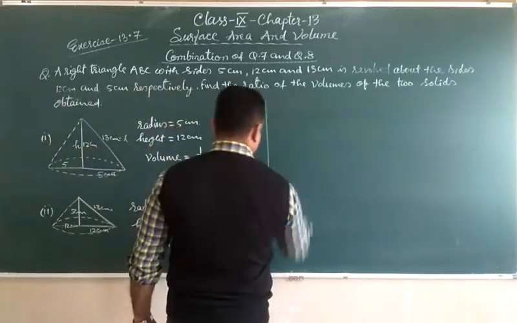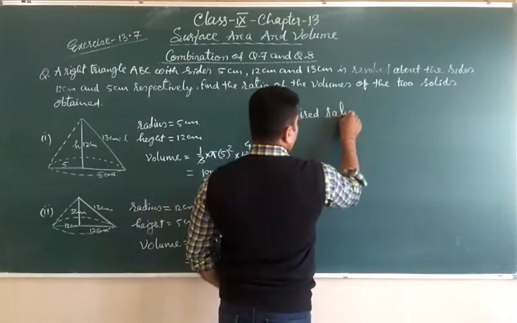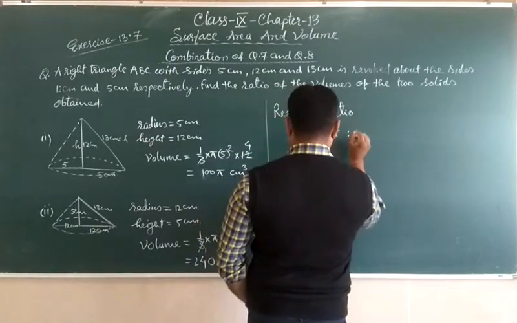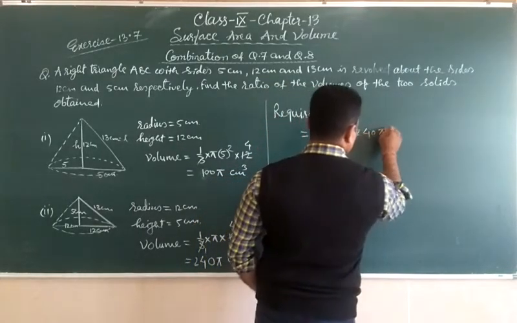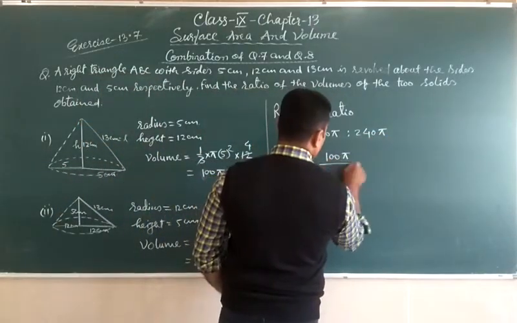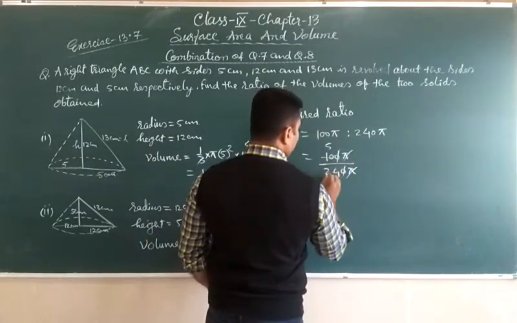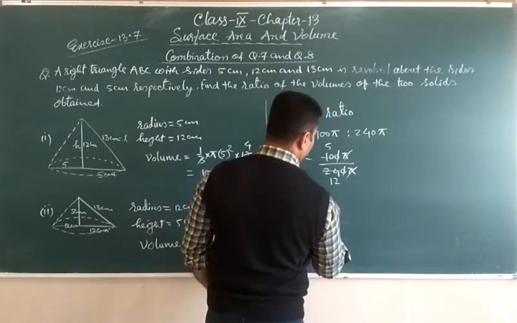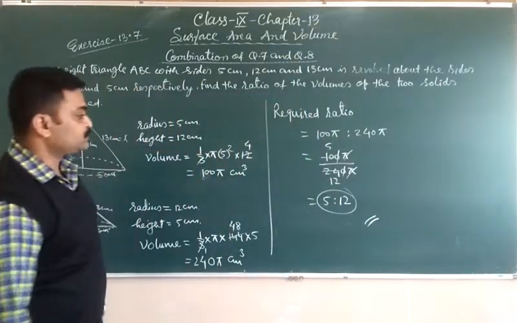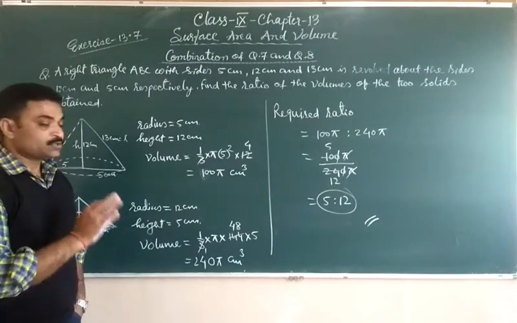Now the required ratio is equal to 100 pi ratio 240 pi, isn't it? That means 100 pi upon 240 pi, pi cancel, 0 0 cancel, 5 2s are 10 and 12s are 12, that is 5 is to 12 is the required ratio of the volume of two solids obtained. Okay, so pause the video to note it down.